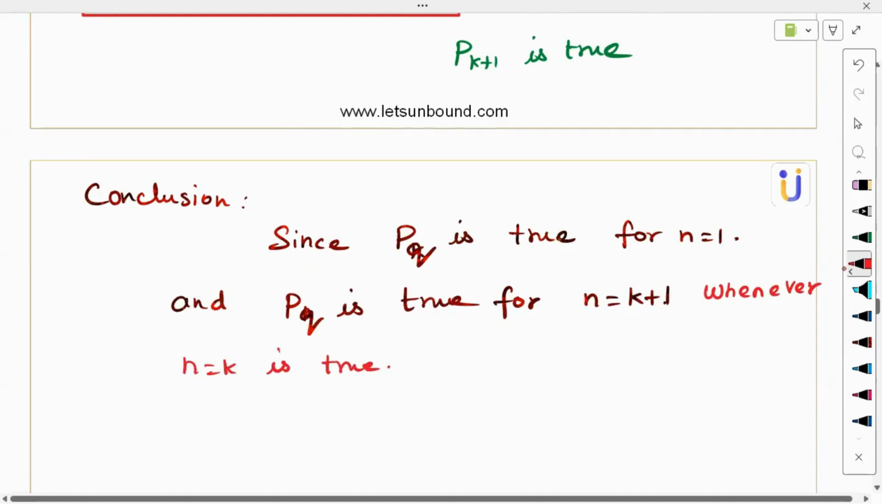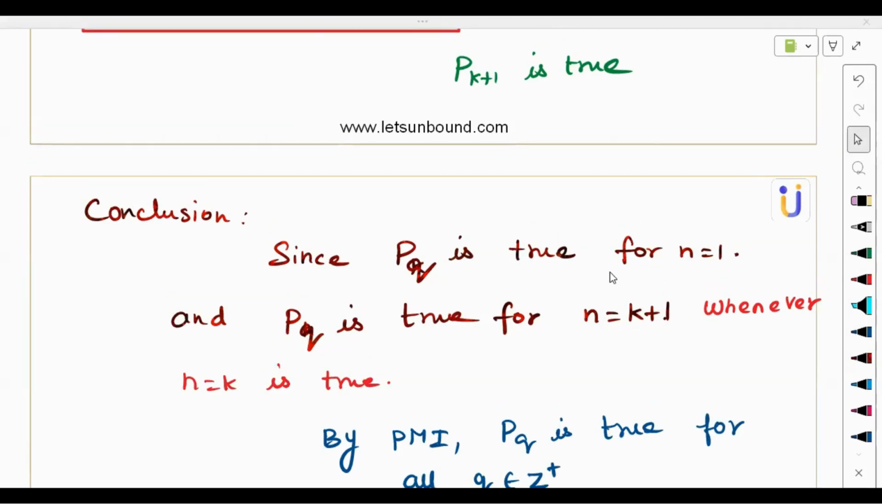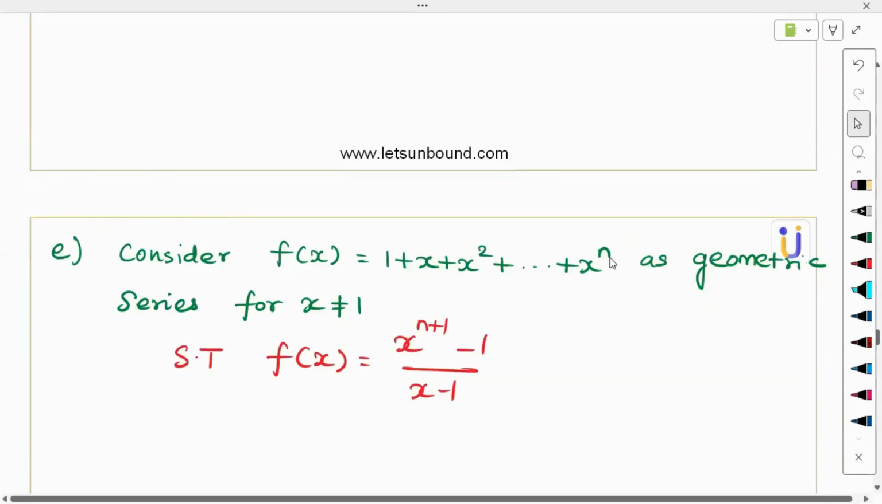So by principle of mathematical induction, I am writing PMI, P q is true for all q belongs to Z plus. That's it. We have proved the thing by principle of mathematical induction. Now, the next part is a very simple one.